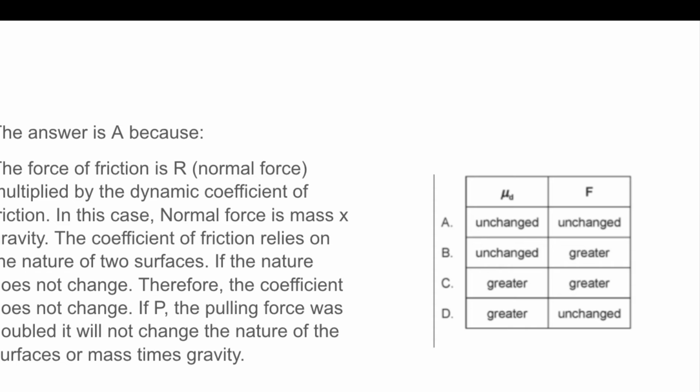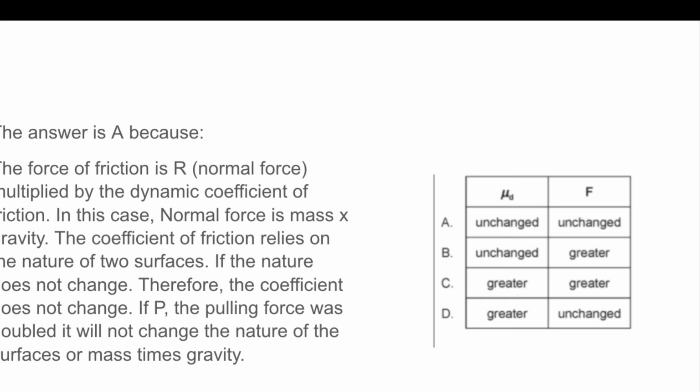It cannot be C because it also implies that mass and gravity are changing, and it implies that the nature of the surfaces is also changing, but the block and the ground are still the same. And then the final one implies that the nature of the surface is changing, but mass and gravity are not changing. So the only option left, which satisfies both requirements, is A. Therefore, the answer is A.